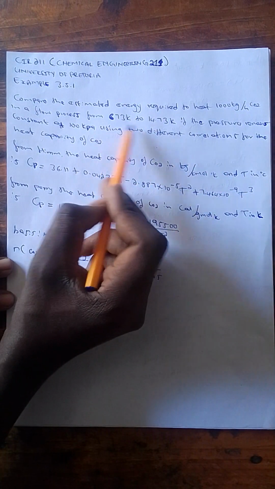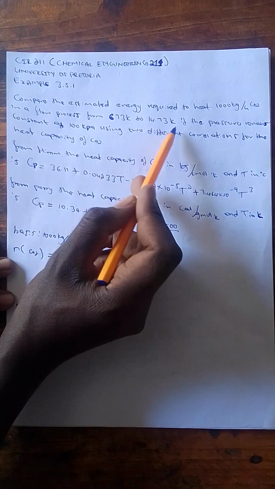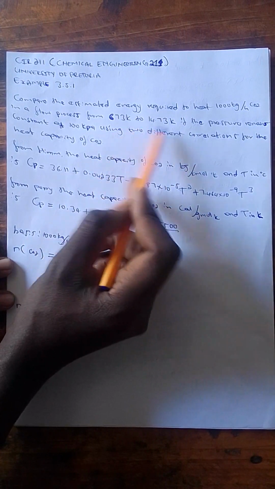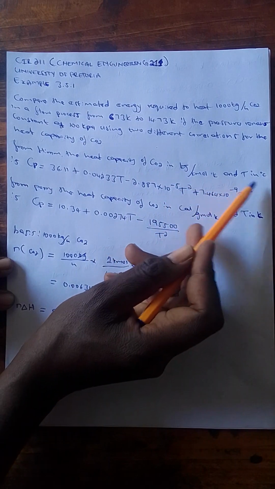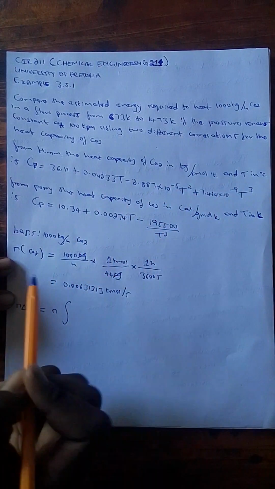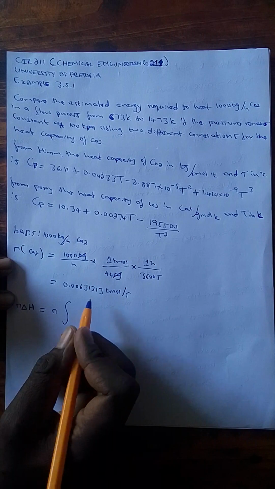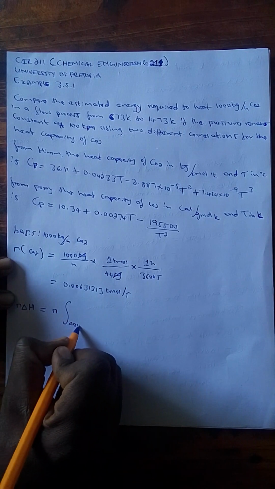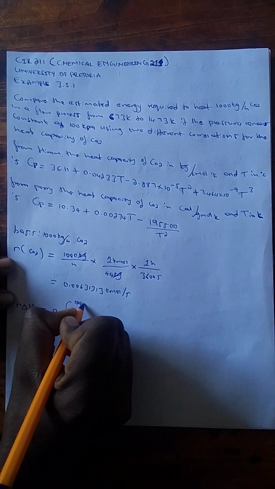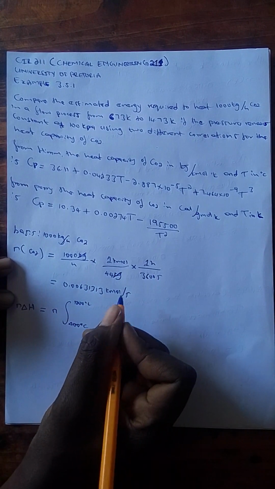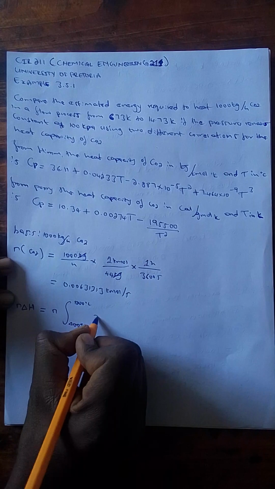So, but we are given in Kelvin, so we just need to make sure that we use degrees Celsius instead of the Kelvin. Why? Because we are told that these are the units and the temperature is in degrees Celsius. So with that said, then we know that we're going to be integrating from 400 degrees to 1200 degrees, and we plug in the CP.